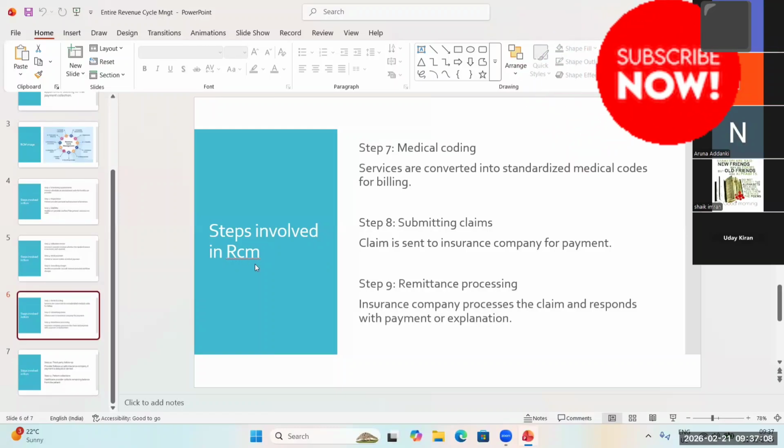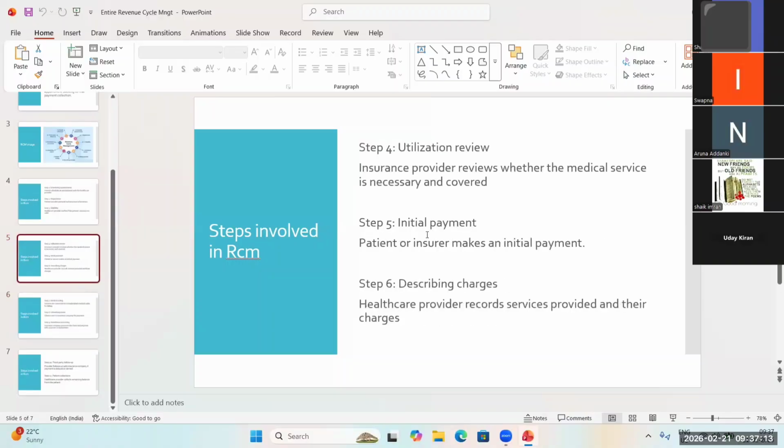Aruna, I'm sorry to interrupt. Could you please go back to step 6? I just want to understand how the describing charges works. Healthcare provider records services provided and their charges. So when you say healthcare provider, is it the insurance payer we are talking about, or the provider? No, we are speaking about the doctor.